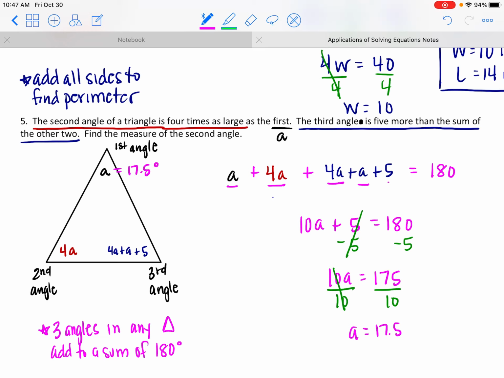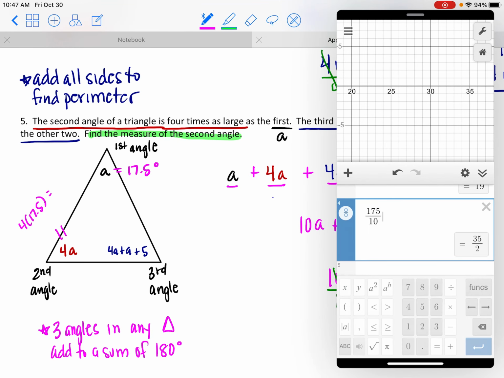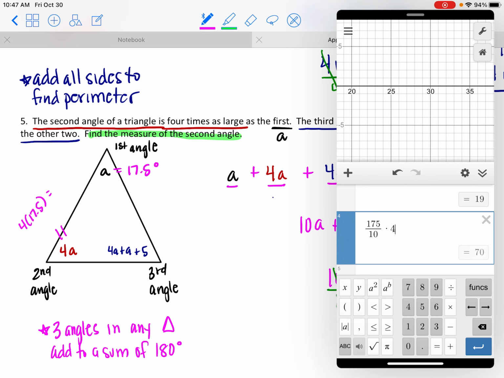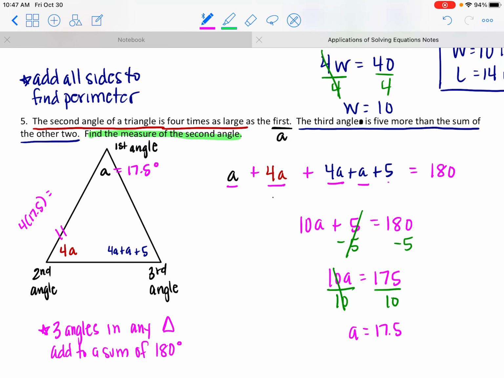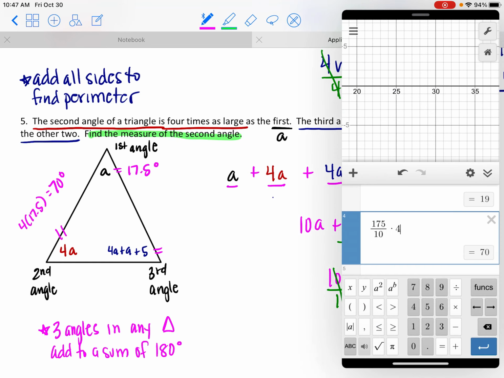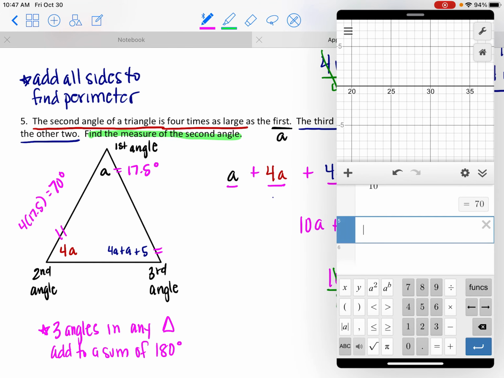Now the second angle, that's the one it asked for. The measure of the second angle was the actual question here. So the second angle is 4 times that. So 4 times the 17.5. 17.5 times 4 is going to be 70. So 70 degrees here. And if it asked, then we would add up the other two. So we'd add the 17.5. We'd add the 70.